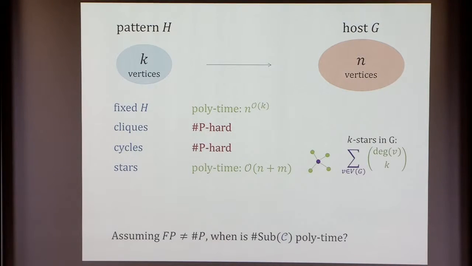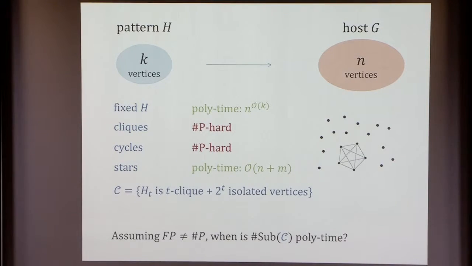So it seems that, assuming FP is not equal to Sharp-P, for these classes we can get a good picture of what is easy and what is hard. But unfortunately, the general situation is a bit worse. There are classes for which we apparently don't get such a classification. Here is a class C which consists of graphs that are t-cliques together with 2 to the t isolated vertices. So they're just padded cliques, so to say. It's maybe a weird class, but it exists, and we would still like to say what's going on there.